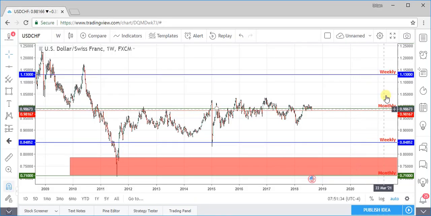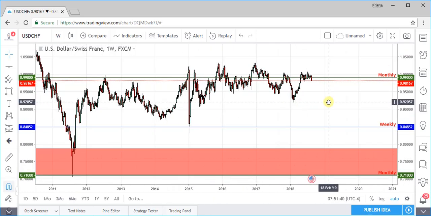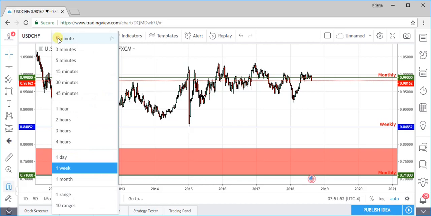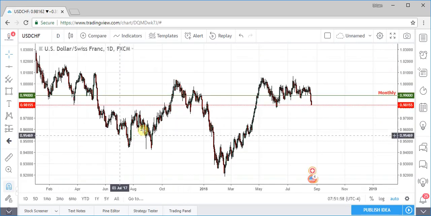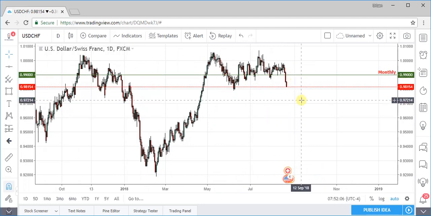All right. So now we have our levels broken down. And we can zoom in a little more, and we can see that here we clearly are breaking through this monthly level. Now let's go into the daily. All right, this is what we're getting on the daily, which is a clear indication of a downtrend, or a downwards move.